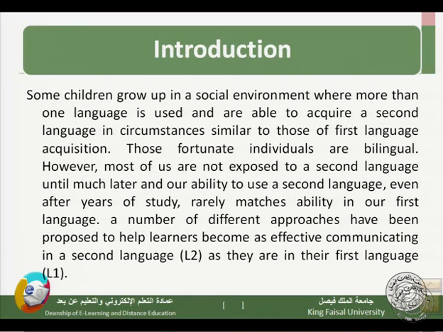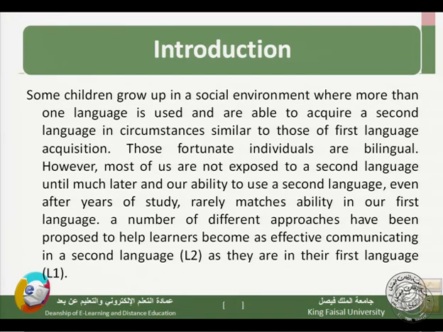So some children grow up in a social environment where more than one language is used and are able to acquire a second language in circumstances similar to those of first language acquisition. Okay? So some people live in a setting, an environment where two languages are spoken. The father speaks English, the mother speaks French, so the infant most of the time acquires the two languages. Those fortunate individuals are bilingual. So the people who acquire two languages at the same age as first language acquisition are called bilingual people.